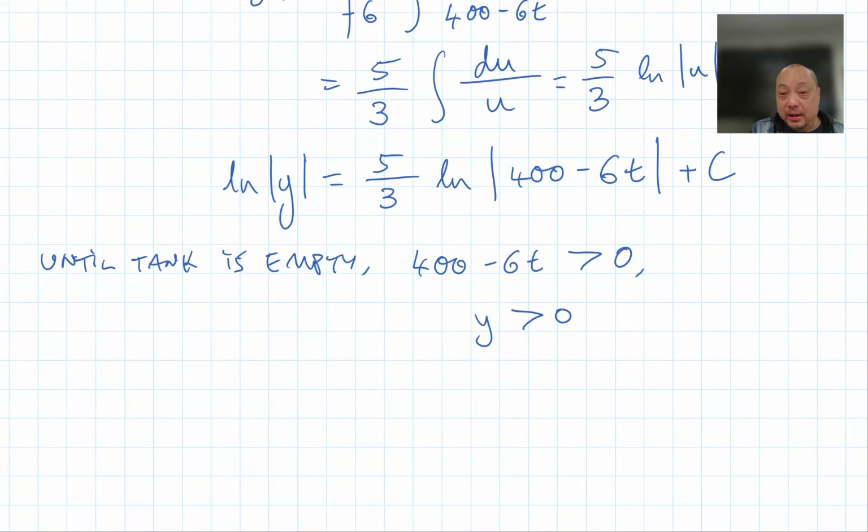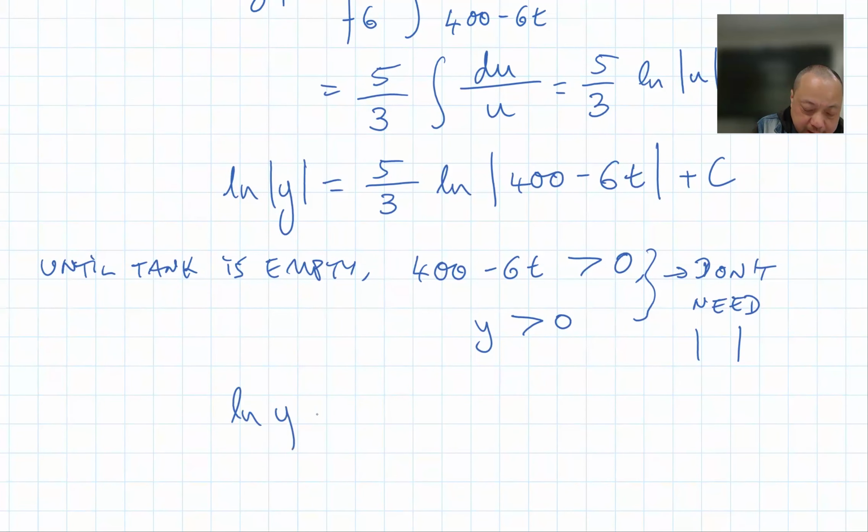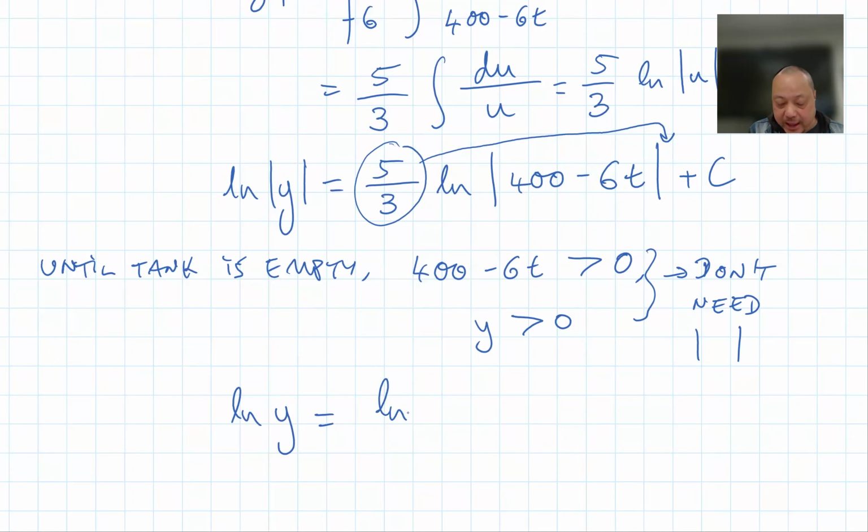And so I don't need the absolute values. So I can write ln of y is equal to, and then, I know eventually I'm going to need to take e to the power both sides. So I want the ln to stand by itself. So I'm going to use the property of ln and bring that 5/3 power over there. And like I said, I don't need the absolute value anymore. So it's going to be just 400 minus 6t to the 5/3, like this, plus c.